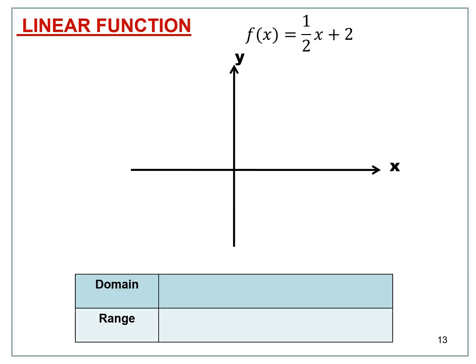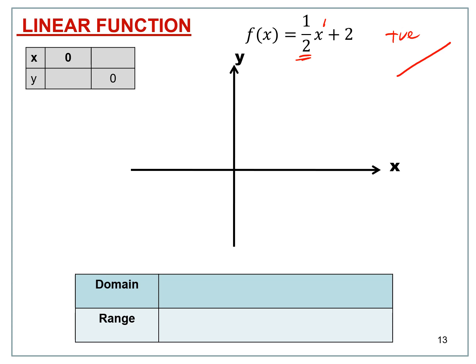Okay, now f(x) = 1/2 x + 2 is a linear function. x is to the power 1, you can see here. The gradient is positive, so the shape of the graph is a straight line and it's increasing. So how to sketch this graph? To sketch this graph you need at least 2 points.